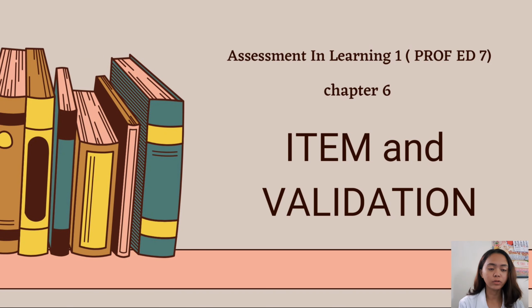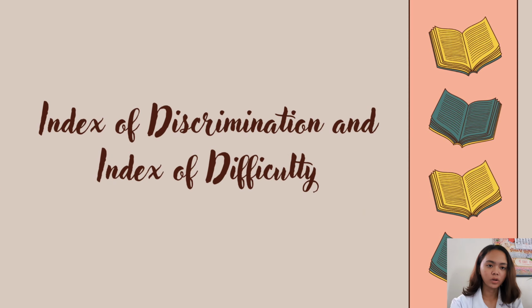So this is the continuation of chapter 6, item validation. The topic is all about the index of discrimination and the index of difficulty: analyzing test items using the index of discrimination and the index of difficulty to determine their quality and usefulness.